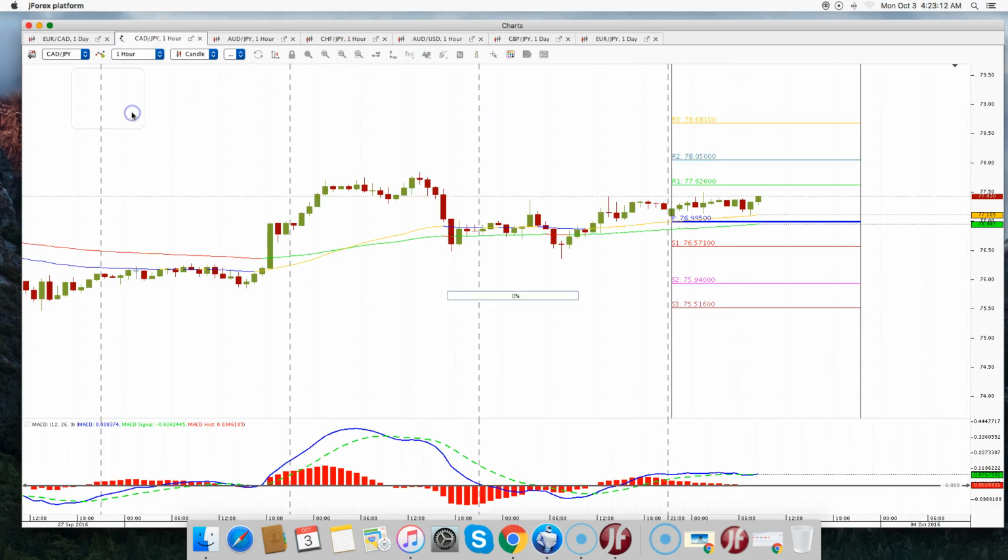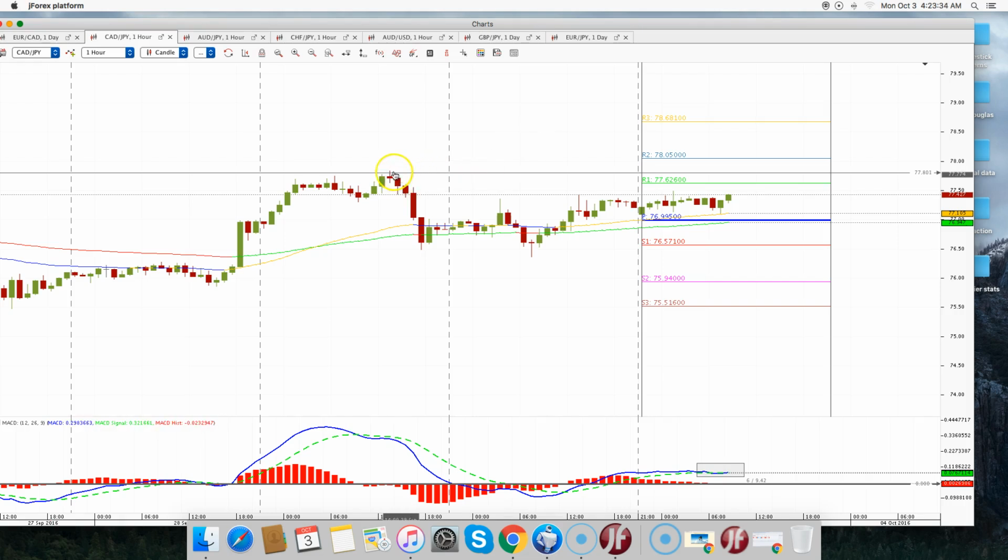We go to the 1-hour chart, price is above the 150 moving average line, it's above the central pivot point. The two lines of MACD are braided, but it's above the 0 line. So we have 3 reasons why price most likely is going to retrace and continue at least up to the previous high, which is Thursday. Here's Thursday's high, 77.80 area.